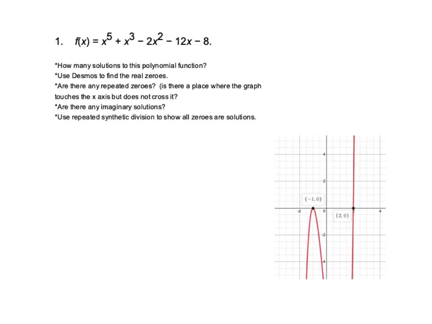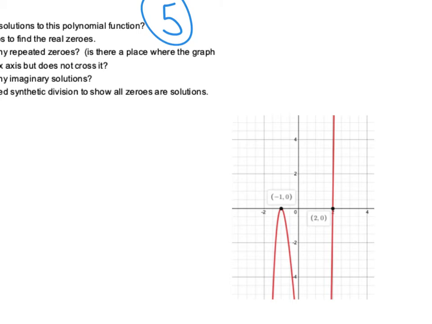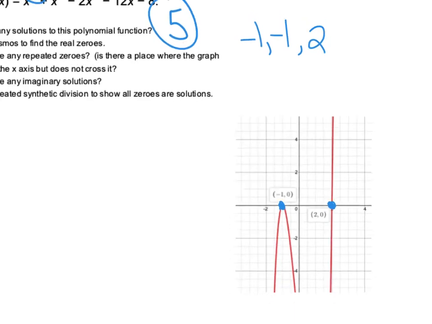Okay, let's take a look here at another one. All right, how many solutions are there? Well, we've got a 5 for a power here, so we know there's going to be 5 solutions. If we look at our graph, we notice it bounces at -1. So we know that -1 is going to be a repeated solution, so it's going to be in there twice. And then 2 is our other solution, because it crosses at 2, bounces at -1.